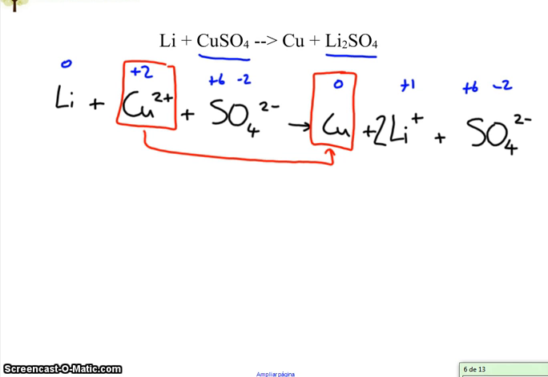What do we call the process of gaining electrons? Reduction. Oxidation is loss, reduction is gain. That's the OIL RIG we remembered. That must be reduction.